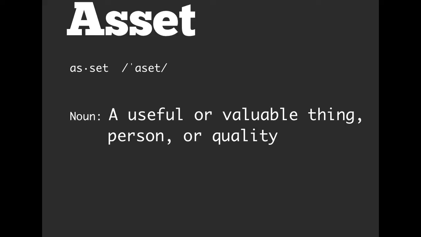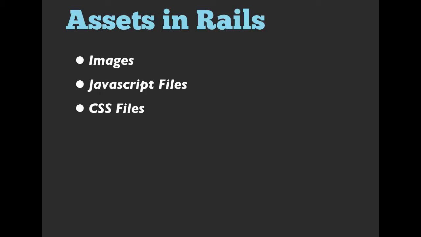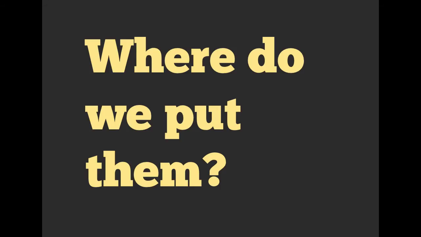Inside of Rails and the web programming world, we call assets, they might be people or qualities, but more specifically, they are going to be images, JavaScript files, and CSS files. So when you hear me talk about assets, those are the three general things that I'm going to be talking about. So where do we put our assets is kind of the very important question that everybody's so worried about.